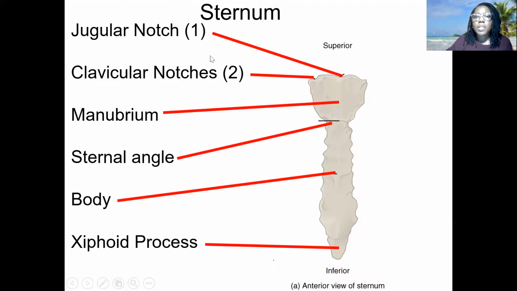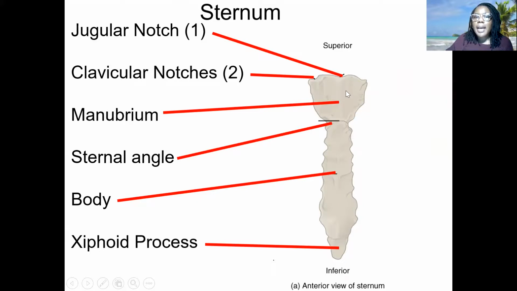Some of the features of the sternum are the jugular notch. So there's a single jugular notch right in the center of the superiormost aspect of the sternum. On either side of that notch, we have the clavicular notches. So this is the area where the clavicles articulate on either side. We'll talk about the clavicles as a part of the appendicular skeleton. So basically the collarbone, or the clavicle, articulates to the rib on either side at the clavicular notches.